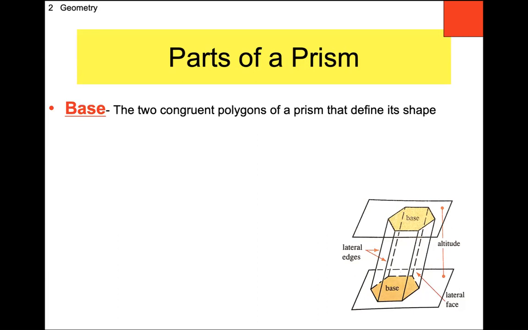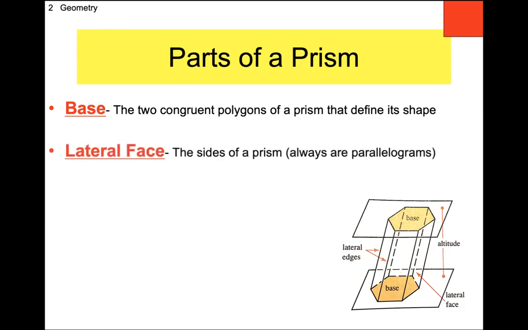So the bases are the two congruent polygons, and it's what defines its shape. It's what not only defines the shape in terms of its physical shape, but also in its name. So if the bases are made of a triangle, then it's a triangular prism. If the bases are made of rectangles, then it's a rectangular prism. In this case, the bases are made of hexagons, so it's a hexagonal prism.